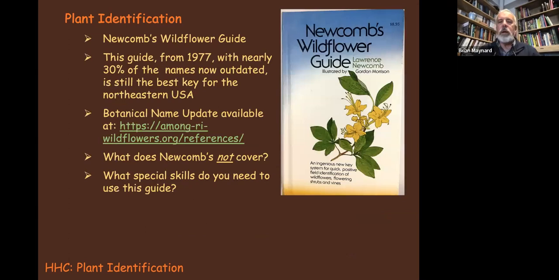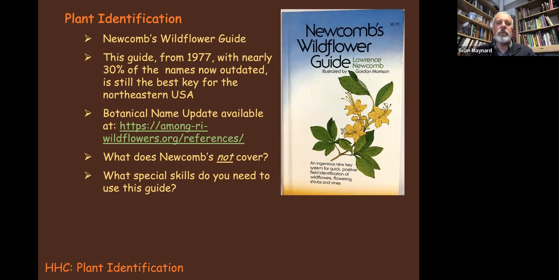So Newcomb's Wildflower Guide, shown here with the blue cover, but also available with the yellow cover, as you see here, was originally published in 1977. And it is still, I would argue, the best wildflower guide for New England. Since 1977, with the genomics revolution and the DNA revolution, we're now able to identify plants with much more accuracy with those methods.